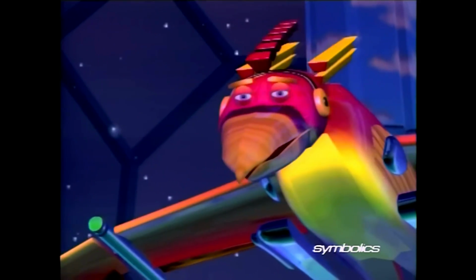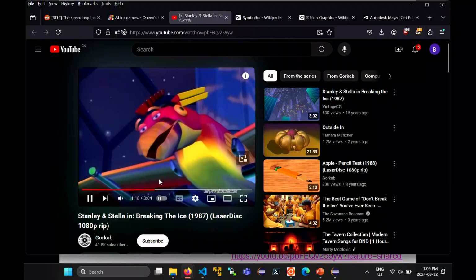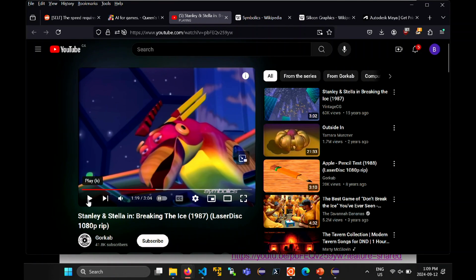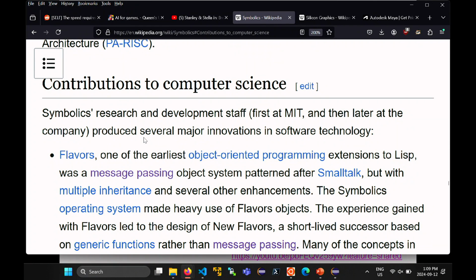Okay, that's enough of this. These are not the most exciting graphics in the world, but take my word for it, this was groundbreaking at the time. So the company that developed this was a company called Symbolics. Symbolics no longer exists. They went bankrupt.